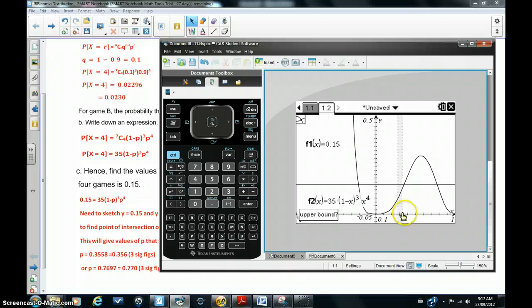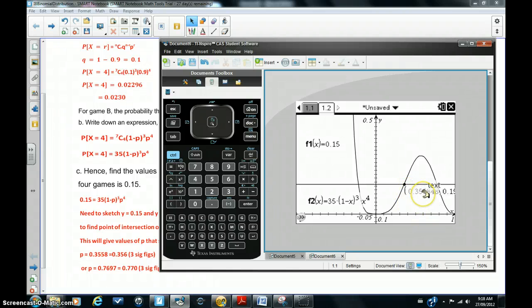Okay. Now you'll notice that it changes to upper bound when I go to the right of that point of intersection, and I need to hit enter again there, and there it is. You can see 0.355848. So that's my x value for the first point of intersection.